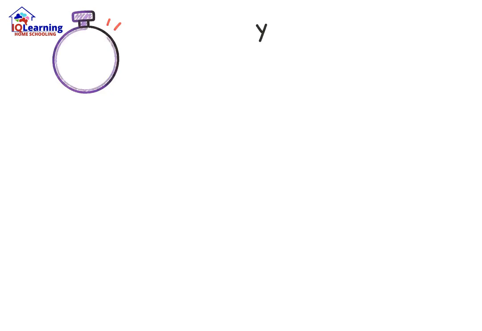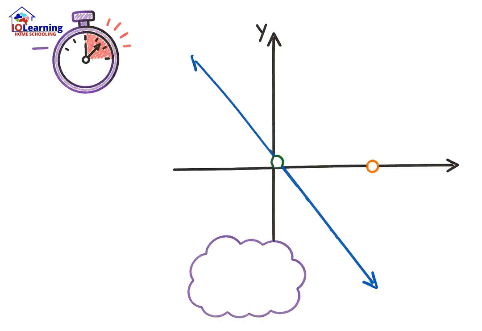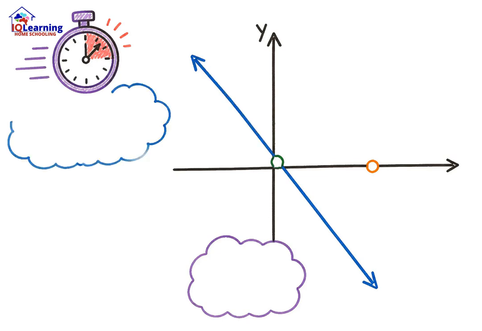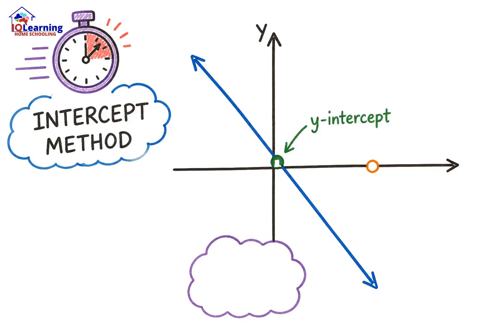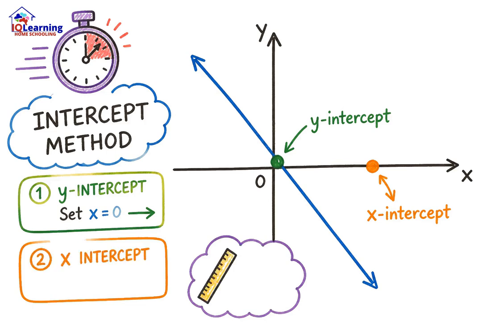But what if you need speed? Professionals use the intercept method. Every line crosses the 2 main axes at some point, and all you need are those 2 points. To find the y-intercept, the point on the vertical axis, you simply set x to 0 and solve. To find the x-intercept on the horizontal axis, you set y to 0 and solve. Plot those 2 points, connect them with a ruler, and you're done in seconds.